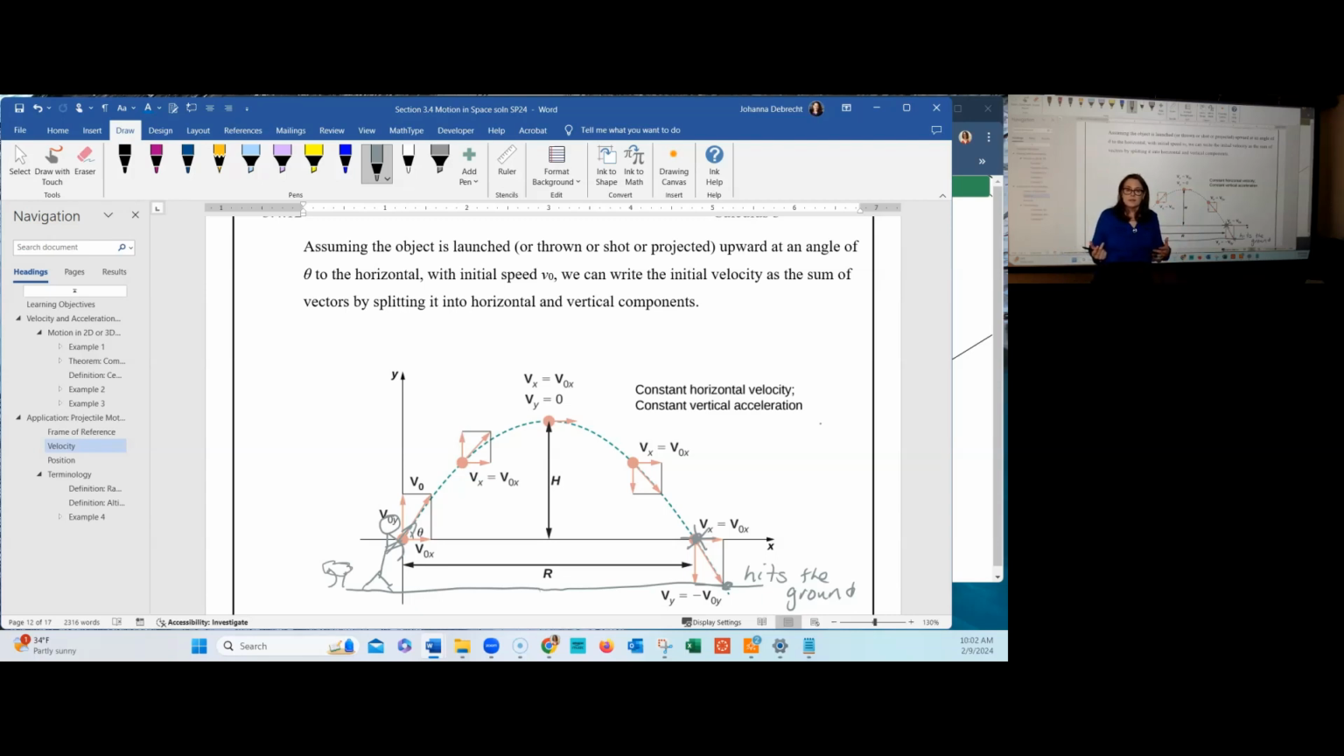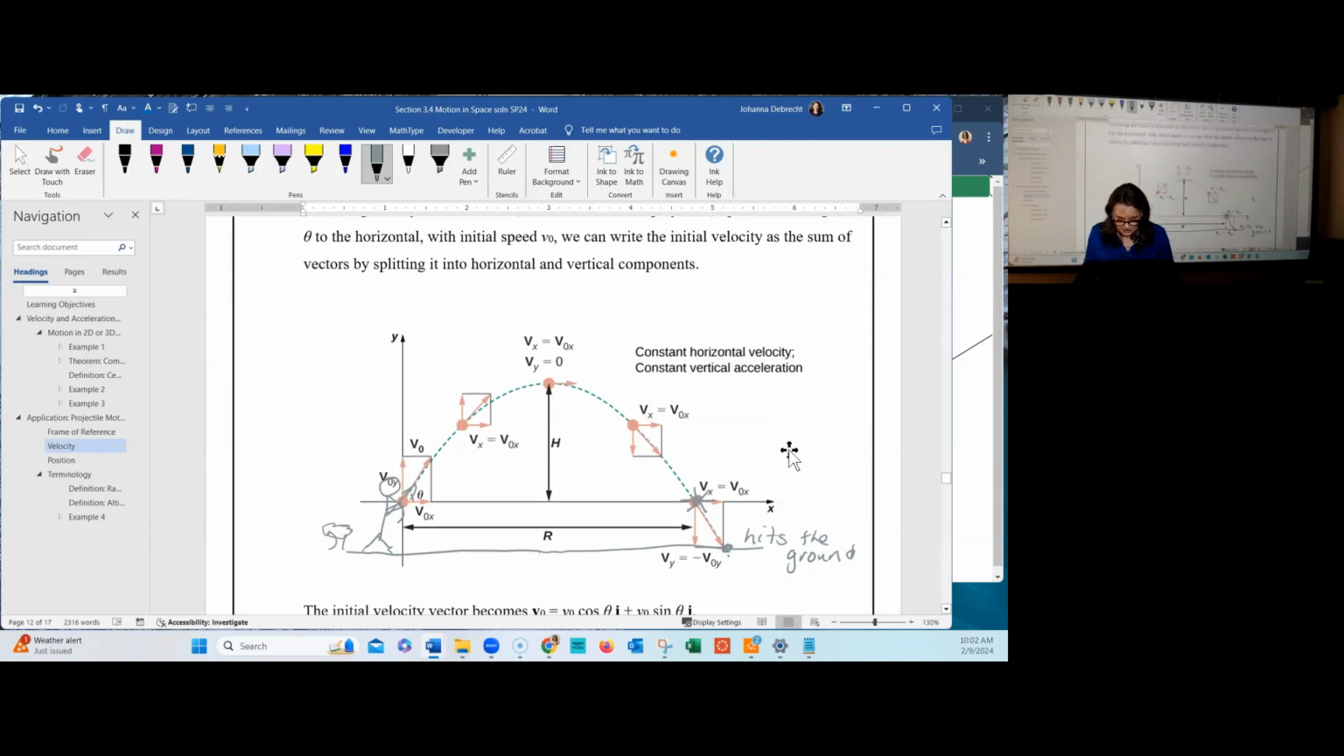Which is a reason why we don't shoot bullets in the air. What goes up must come down, and it comes down, neglecting air resistance, at exactly the same speed at which it went up. This is a really bad idea. Every time I see this in movies, I just think, so who gets killed? And that does happen.